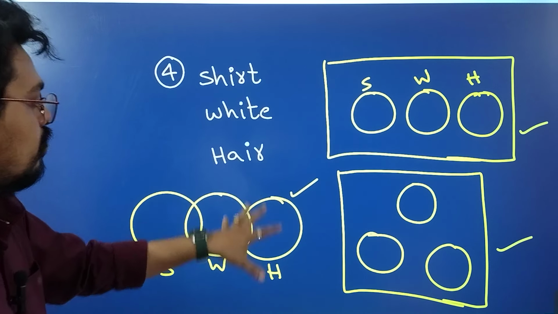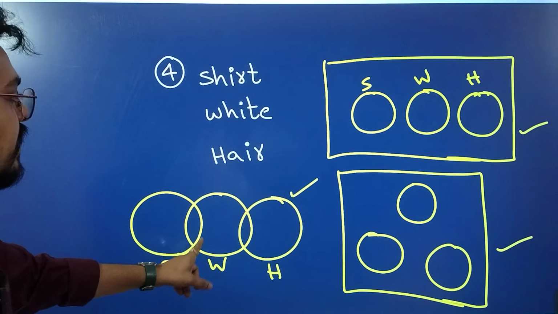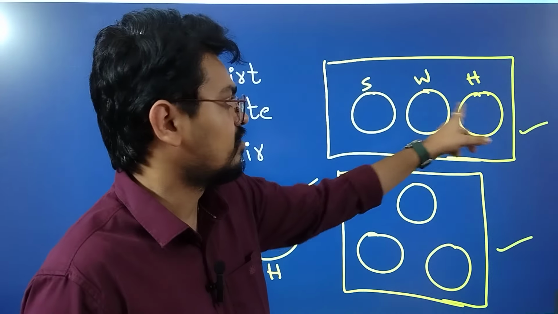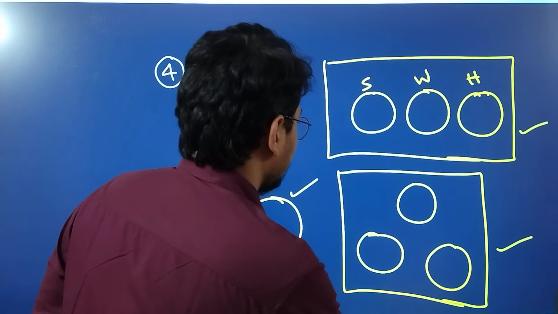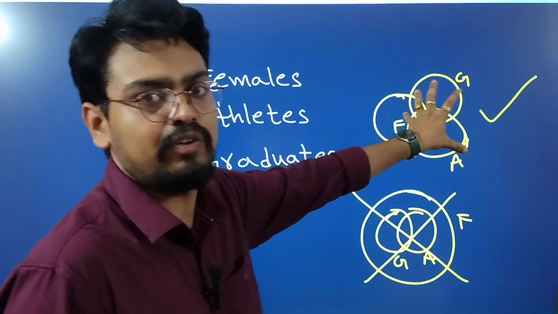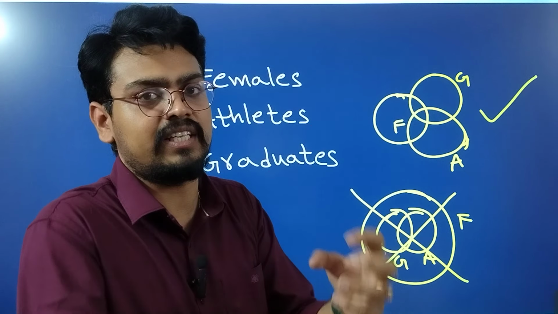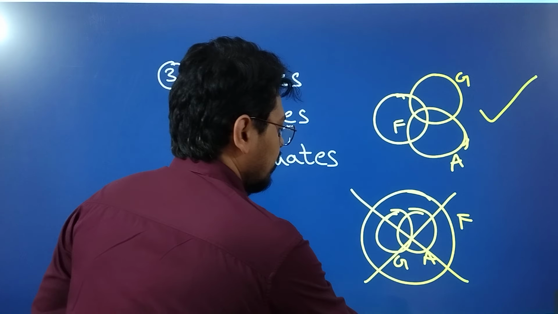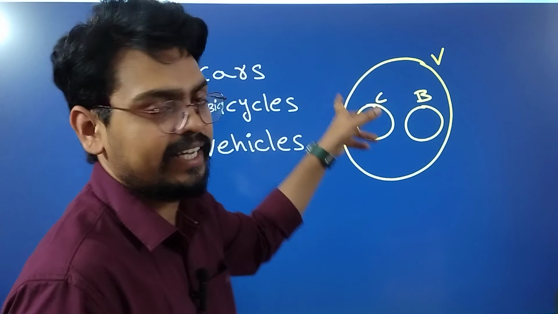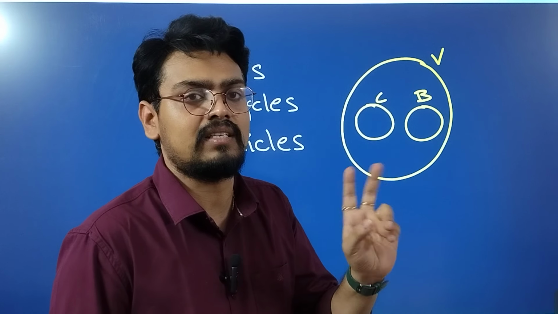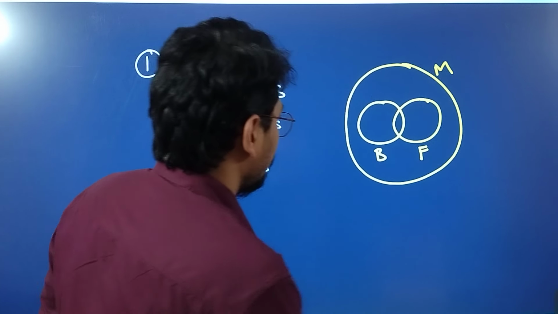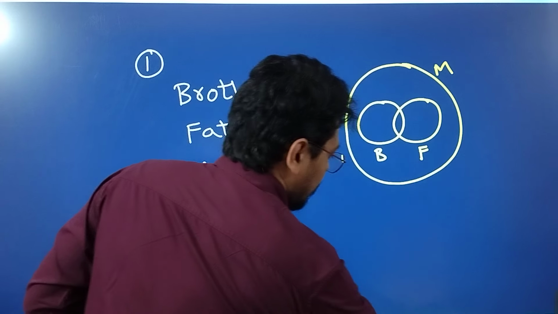Now, see, we discussed two ways. The white is interlinked with shirt and hair color, if this is considered as color; if not, all the three are three different entities. Next, females, athletes and graduates, three are interlinked to each other. We merged the three circles. So this is one model. See here, cars, bicycles and vehicle. The vehicle category has cars and bikes. That means two circles are there in one big circle. So these are the 10 diagrams you have seen till now.